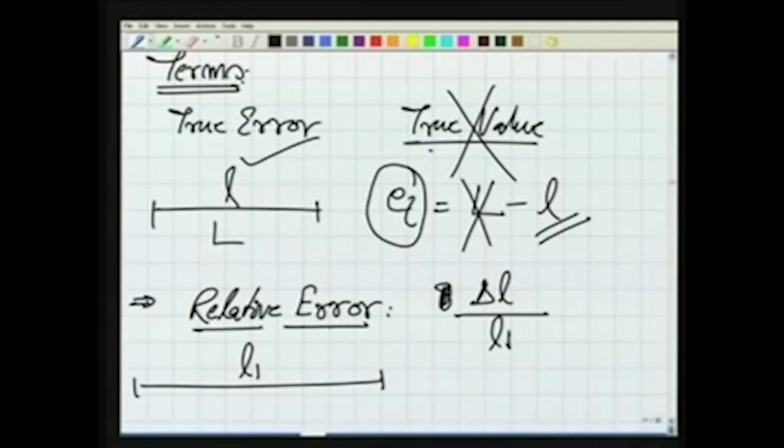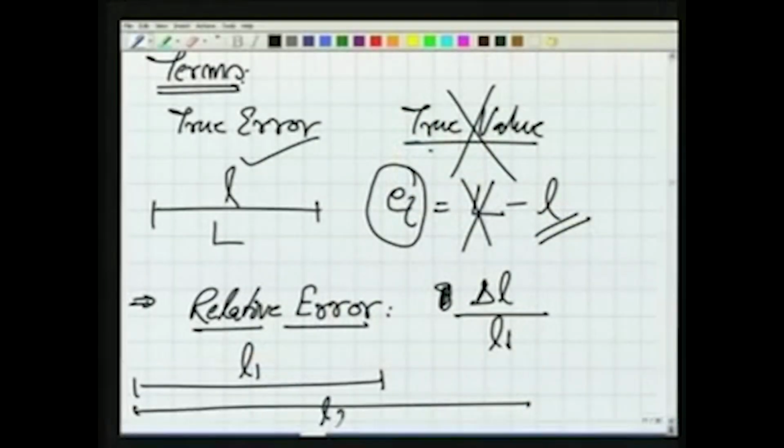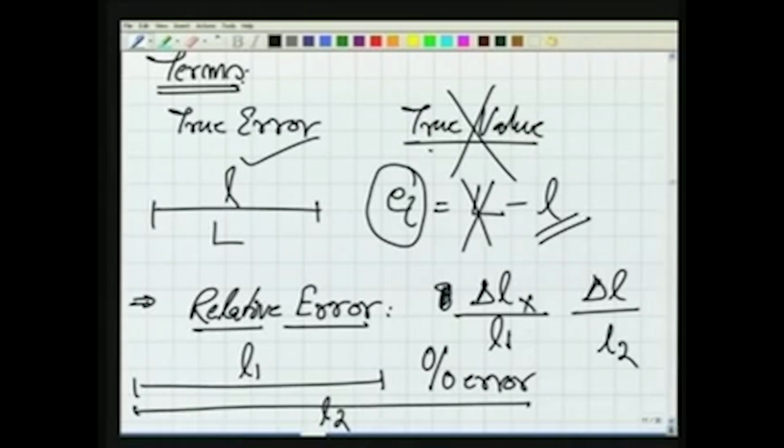Now, why do we need it? We need it because using the same scale, I can also measure a length which is L2. So, in that case, the relative error will become delta L by L2. So, we can compare our observations, compare the error. So, this is how this relative error is used. Many times, this is also called percentage error, where you simply multiply this by 100 and that becomes the percentage error.